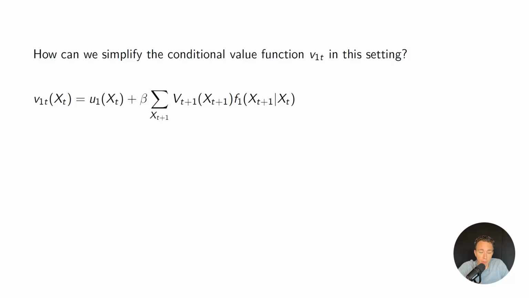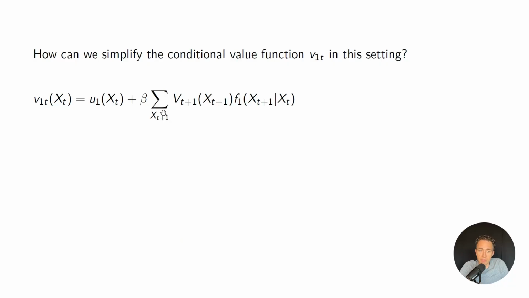Let's start by reminding ourselves what the formula for v1t looks like. v1t takes in the current states xt, and one component of v1t is the current period flow utility at those states, and the other component is the discounted expected future value based on the states today and how they're going to evolve in the future. And here the expectation is over the future states with the transition probabilities and the Markov assumption that we talked about in our last mini-series on dynamic models.